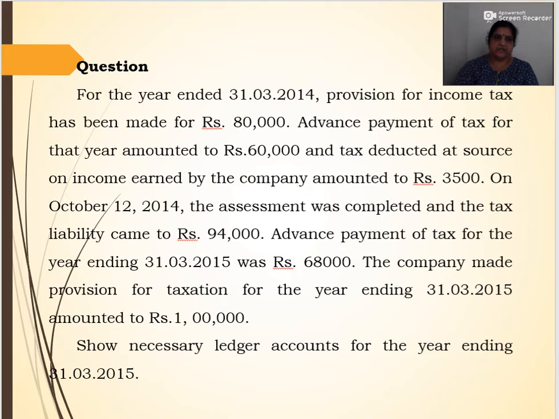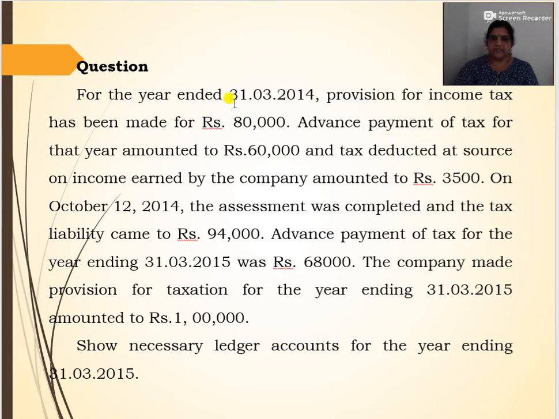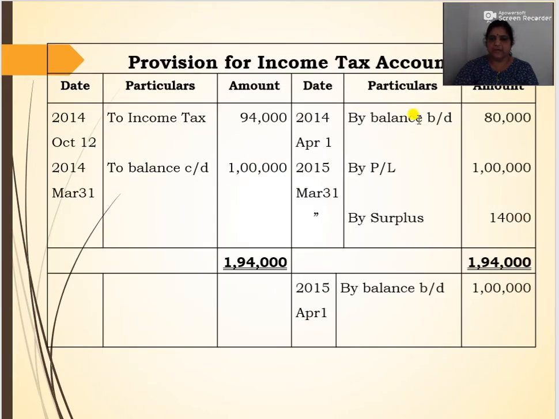So first of all, we will do provision for income tax account. So this is provision for income tax account. Okay. Now in provision for income tax account, now the opening balance is rupees 80,000. On 31st March 2014, the provision for income tax is rupees 80,000. So the opening balance is rupees 80,000. We wrote the opening balance, that is by balance on 2014 April 1st. So on April 1st 2014, the opening balance, that is by balance brought down, is 80,000.